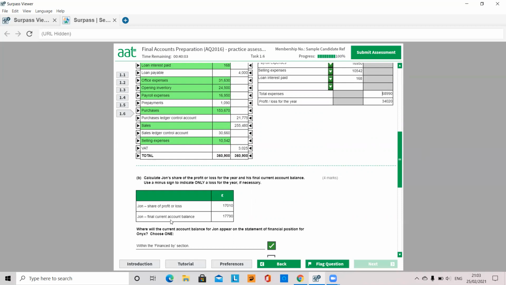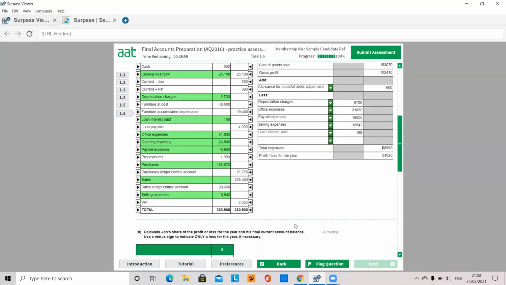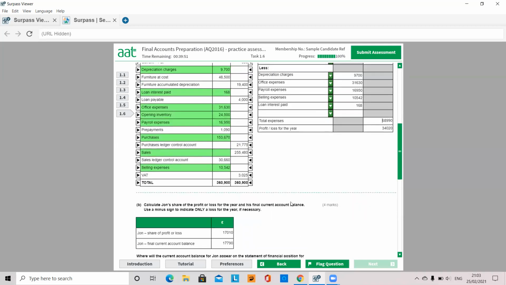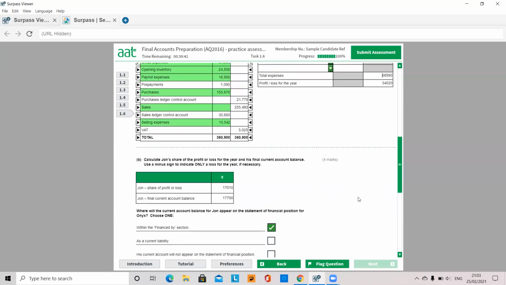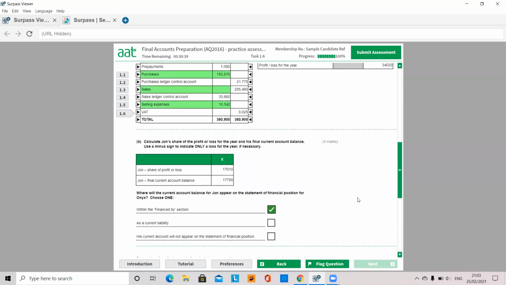And his final current account balance. If you go back to the trial balance, as I said before, John has already got £780 in his current account. So therefore the 780 plus the 17,010 means that John has now got a final balance in his current account of 17,790. Okay.